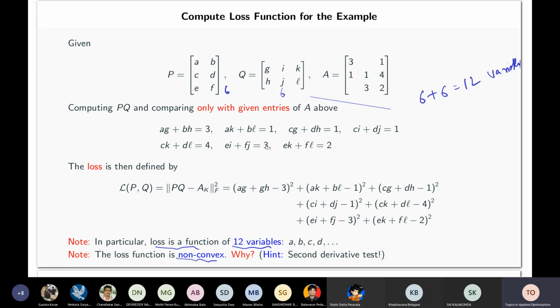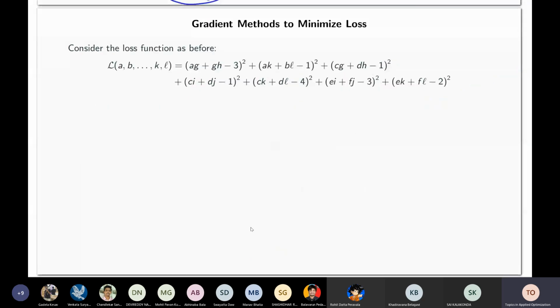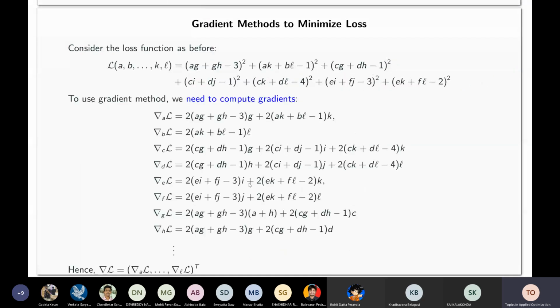Even if the loss function is non-convex, we will try to use the gradient method as a first step, because this is the method we know. In the gradient method, we need the gradient. So we have computed the gradient with respect to A, with respect to B, with respect to C. It may look a little bit tedious to compute this for 12 variables, so that will be 12 components, but it is possible in this case to do it by hand, an explicit computation of the gradient.